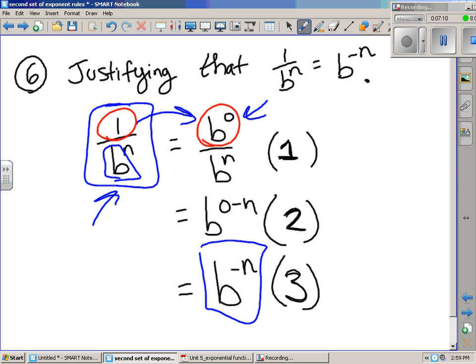In step 2, we follow the rule that we just learned. We take the numerator's exponent and we subtract the denominator's exponent. So we take 0 minus n. The difference between 0 and n is -n. So the final result is b to the power of -n.